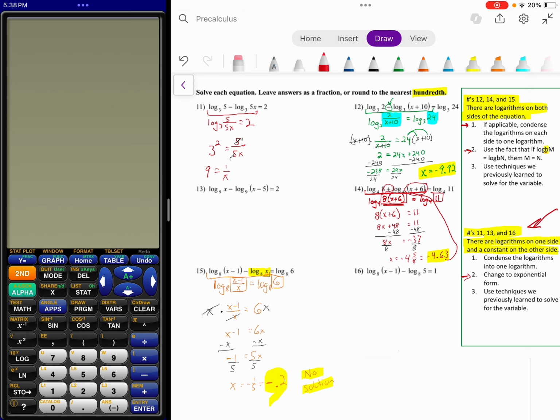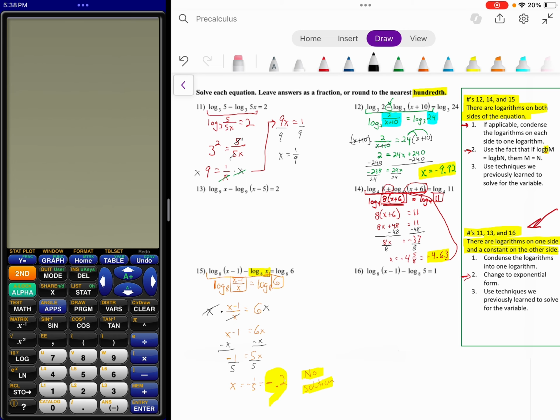We have a variable in the denominator, so we'll multiply both sides by x. On the right side, it cancels. And so we'll have to come up here. We have 9x equals 1. We divide both sides by 9. And we get 1/9.